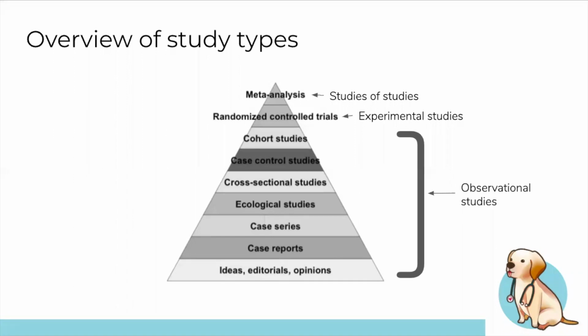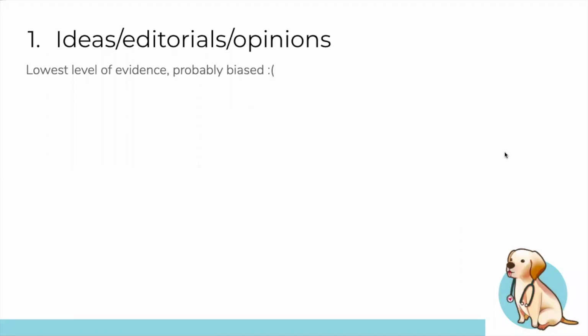So observational is basically you just sit there and look at what's happening. Whereas with experimental, you're actually assigning the exposures. So that's also why it's a little bit better in terms of evidence. Okay, we're going to go through this from the bottom up. So ideas, editorials, opinions. These are trash. You don't really look at them.